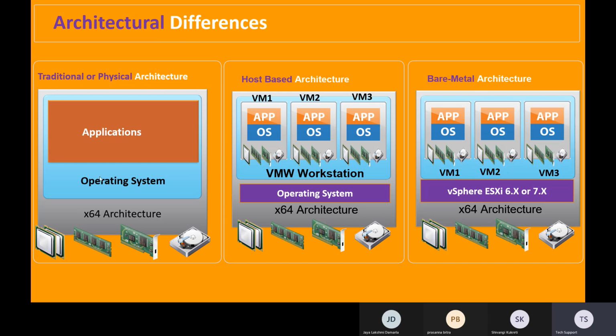When it comes to the traditional architecture, every hardware we consider as x64 architecture, and in this hardware, the main key components are processor, memory, network card, and disk. And for disks we can use any type of disk like an SSD disk or flash drives. Okay, on top of the x64 architecture hardware, we are installing the operating system. On top of the operating system, we are installing any required applications.